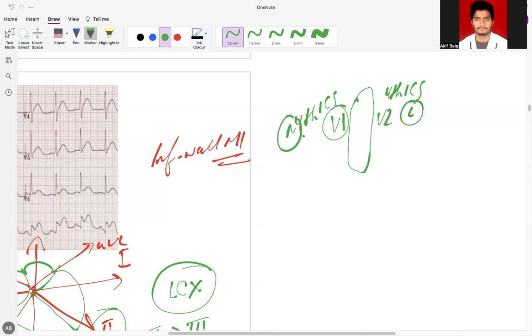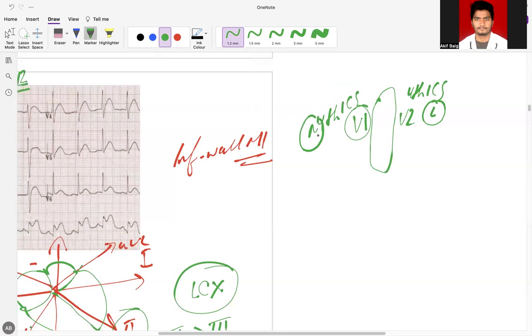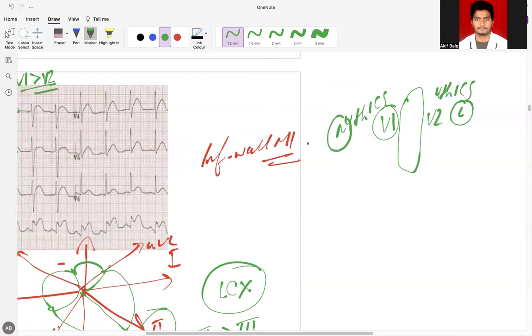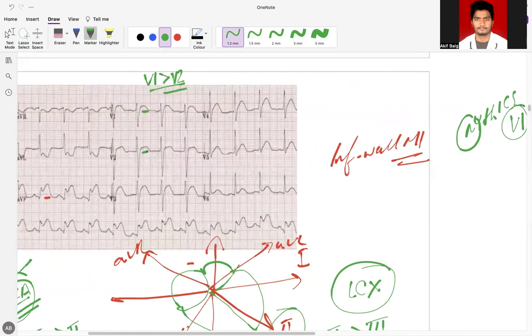Since V1 is on the right side, it will detect more of the right side of the heart, that is the right ventricle. That's why right ventricular ischemia will cause elevation in this lead. So you can see here V1 has an elevation more than that of V2.